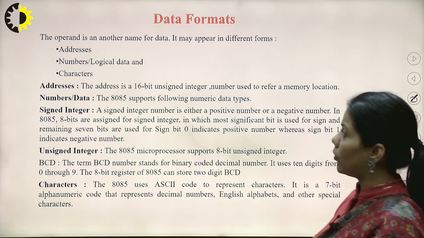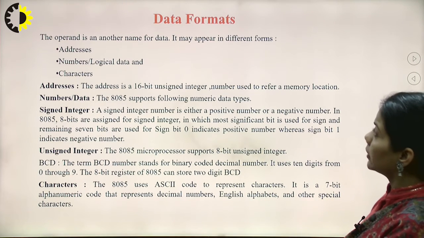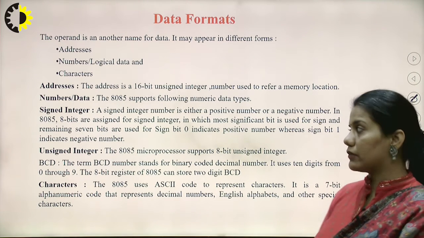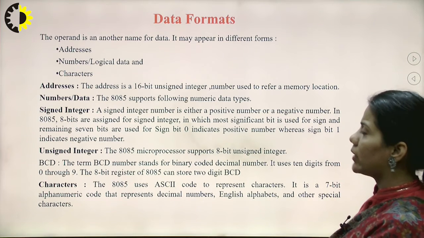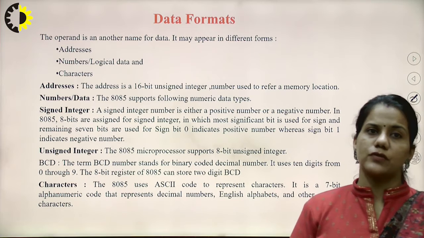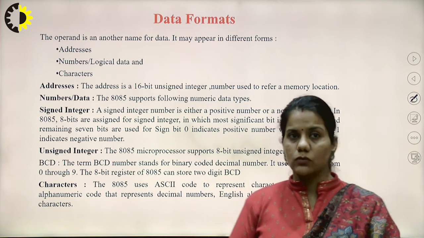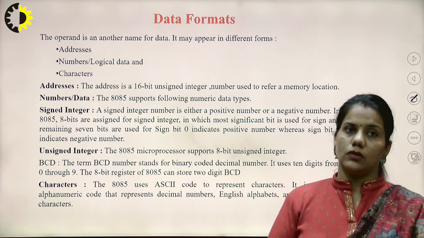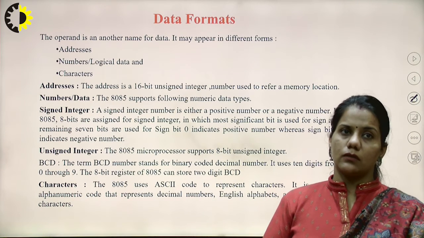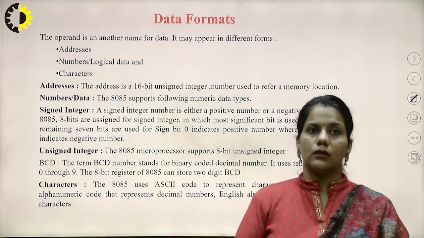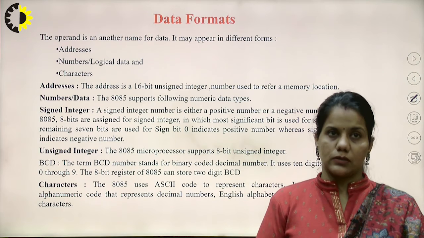The operand is another name for data. It may appear in different forms: addresses, numbers, logic, characters, as I have already discussed. Addresses means a 16-bit address. Numbers means the 8085 supports the following numeric types: signed integers, unsigned integers, and characters. So these 3 can be summed up as another name for operands.